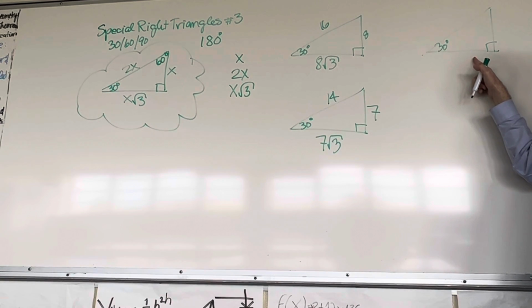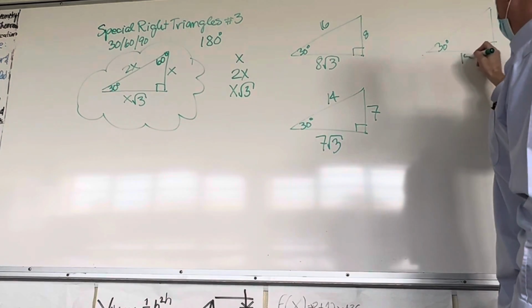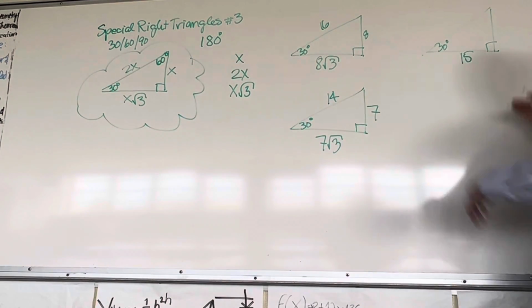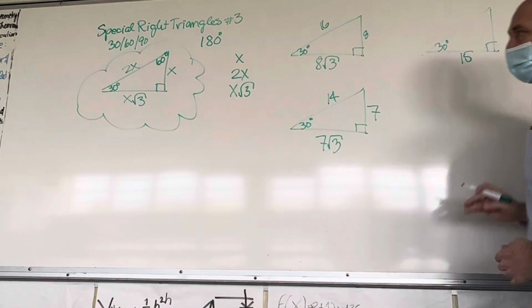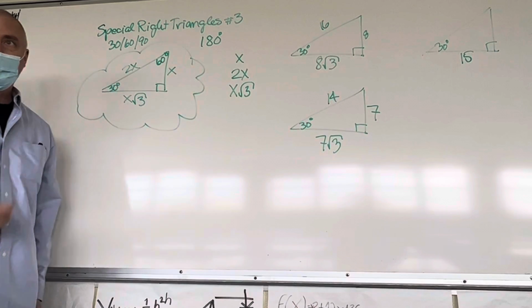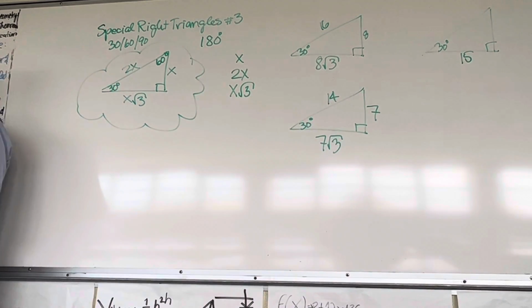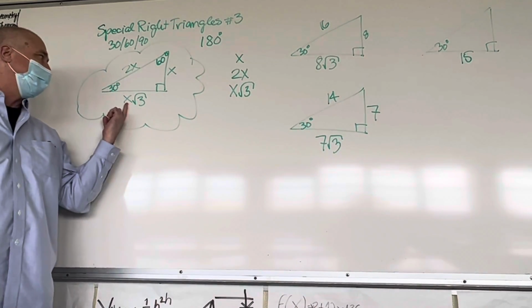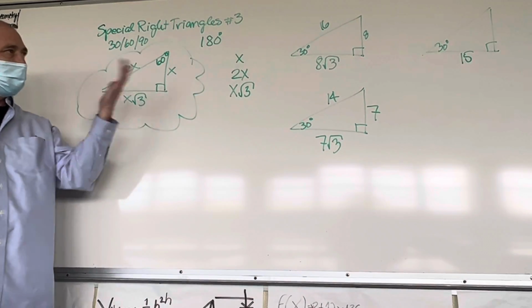Give me a number divisible by 3. 15. 15, that's fine. So for this side to be 15, something has to be multiplied by radical 3 to equal 15. So we're working in reverse. We're asking what times radical 3 will equal that 15.